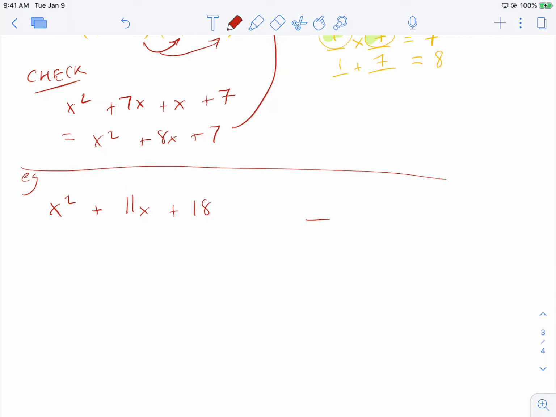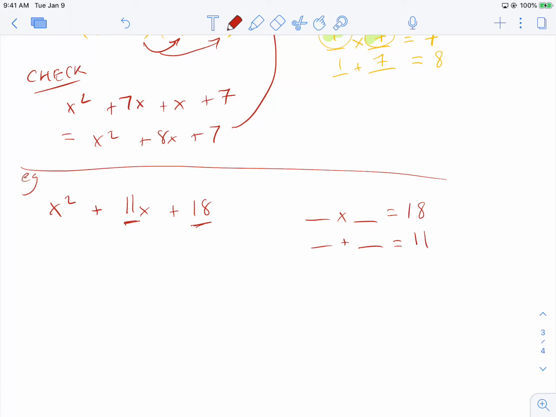We're going to try to find two numbers that multiply to our last number. And then we're going to try to find two numbers that add up to our middle number. So can we do this? And take a look. Can you think of two numbers in your head that can make that happen?